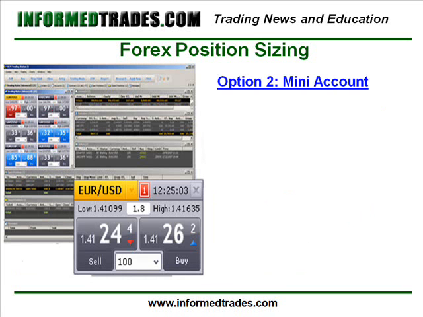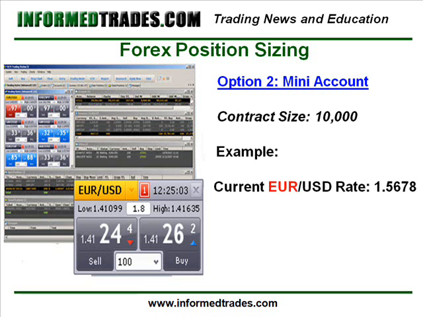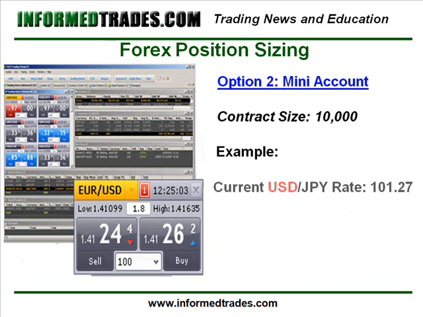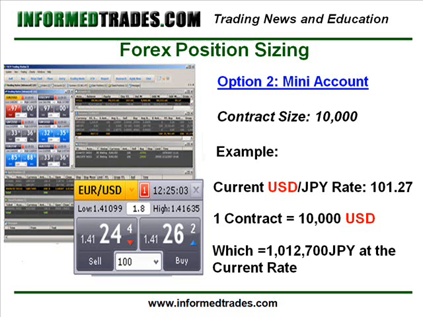The second option is something which is known as a mini account. A mini account trades mini contract sizes, which are 1/10 the size of the standard contract size, or 10,000 of the base currency. So using the example we just used, if we were trading Euro-US dollar with the current rate at 156.78, then the minimum you could trade on a mini account would be 10,000 euros against 15,678 US dollars. If you are trading dollar-yen with a current rate of 101.27, then the minimum amount you could trade on a mini account would be 10,000 US dollars against 1,012,700 Japanese yen.